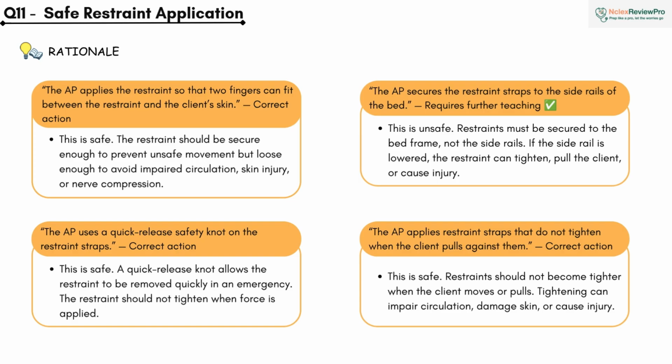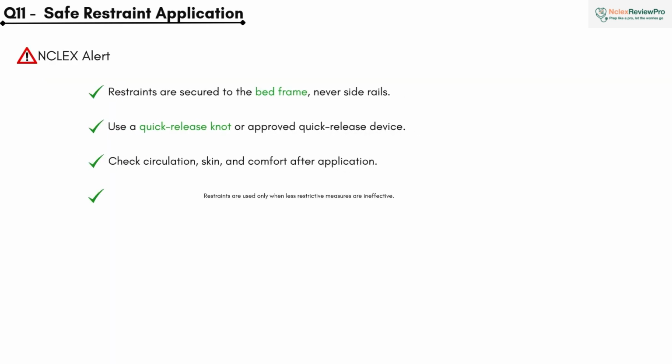The fourth action says, the AP applies restraint straps that do not tighten when the client pulls against them. This is a correct action. Restraints should not become tighter when the client moves or pulls. Tightening can impair circulation, damage skin, compress nerves, or cause injury. Now, here is the NCLEX alert.